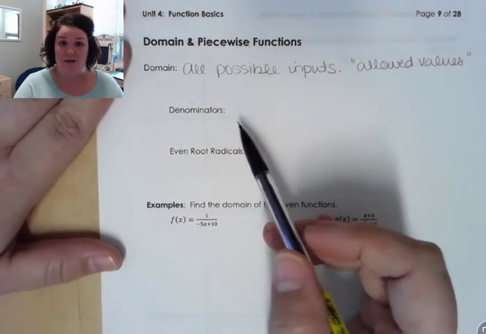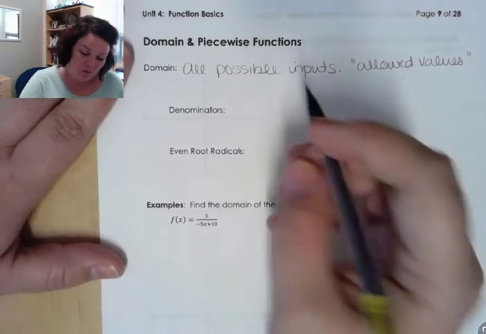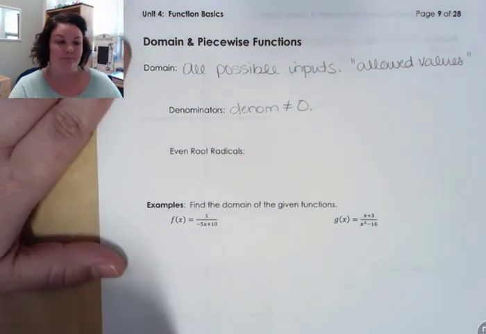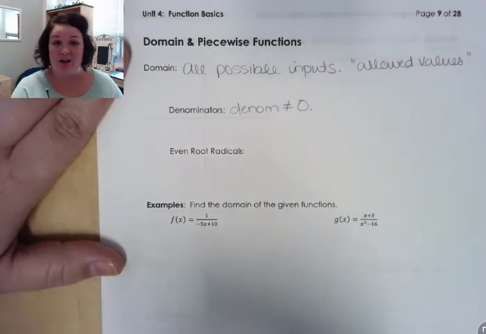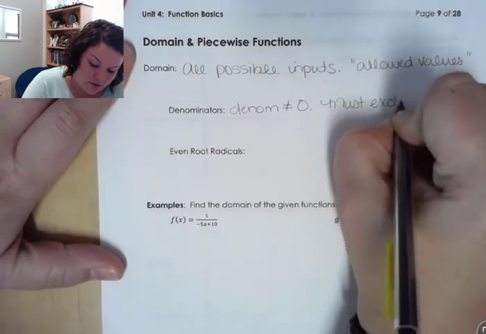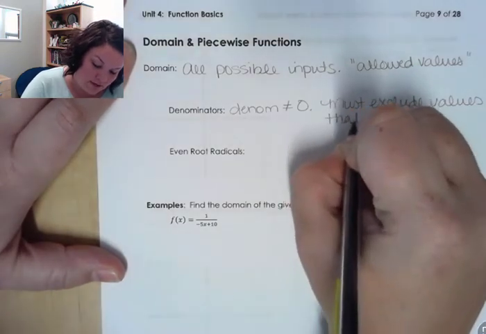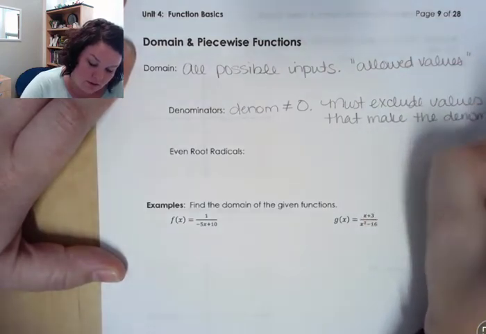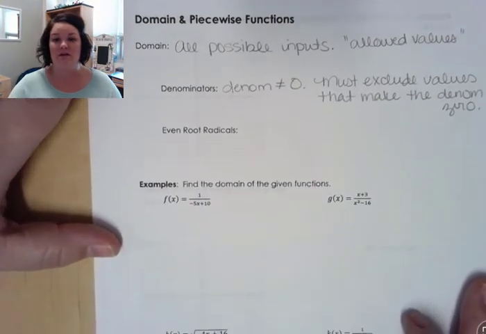First is denominators. Okay, if we have a denominator that has a variable in our function, we have to be aware that our denominator can never equal 0. So we must exclude any value that would make our denominator 0. Okay, so let's go ahead and write that. Must exclude values that make the denominator 0. Okay, so we must exclude any values that make the denominator 0.